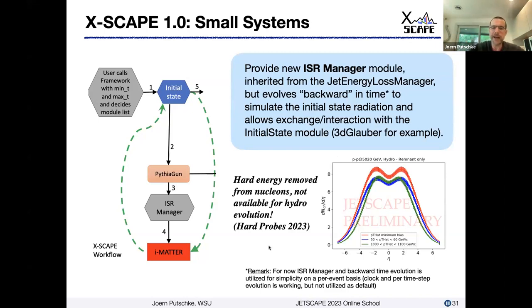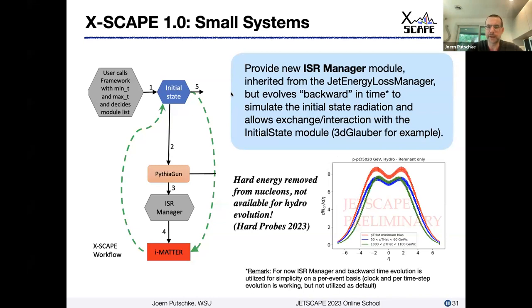So I want to have one remark here. For now, the ISR manager and the backward evolution in time is utilized for simplicity on a per event basis. It's not yet using the clock and port timestamp evolution, which I will discuss later. It's implemented, but it's not utilized as a default, because at this moment in time, it is still basically all happening before we do the next step toward the forward evolution.